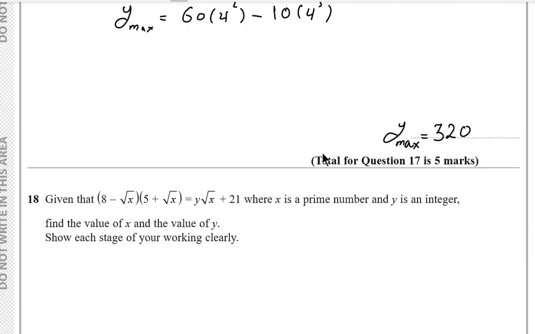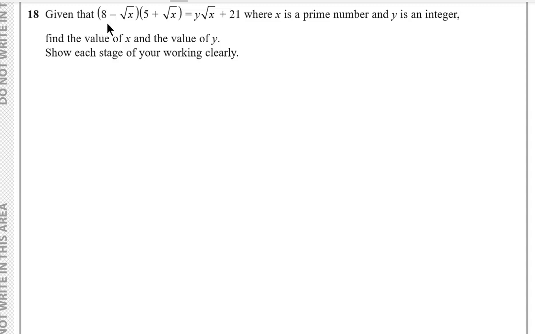Question 18: given that 8 minus root of x times 5 plus root x equals y root x plus 21, where x is a prime number and y is an integer, find the value of x and the value of y. Let us expand. 8 times 5 will be 40, and then 8 times root x will be 8 root x, and then negative root x times 5 will be minus 5 root x, and then negative root x times positive root x will be minus x.